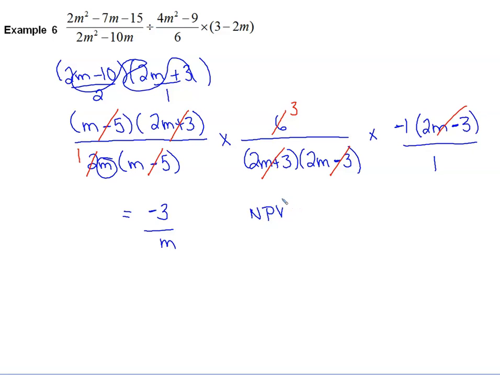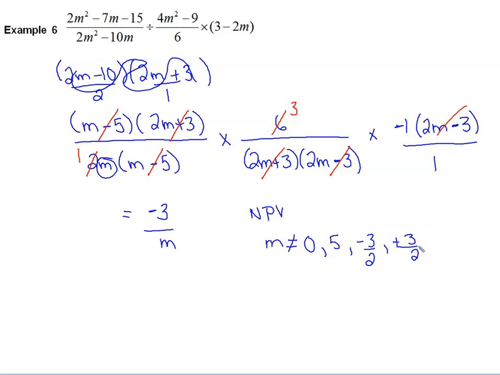NPVs. So for this one, I know that m cannot be equal to 0 because it's there by itself. I know it can't be equal to positive 5. I know that it can't be equal to negative 3 over 2. And I know that it can't be equal to positive 3 over 2.